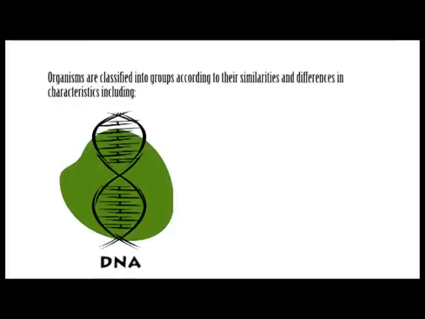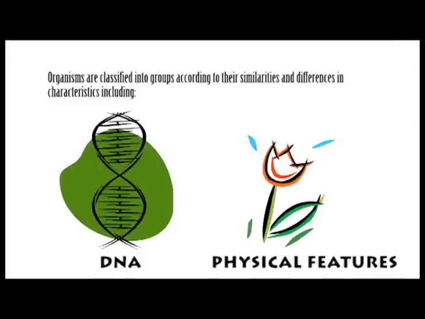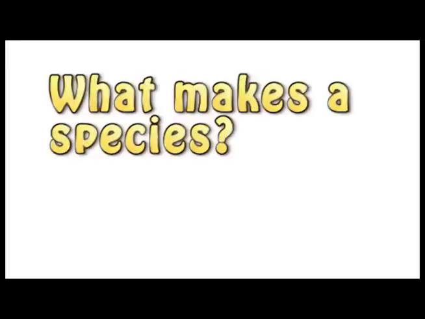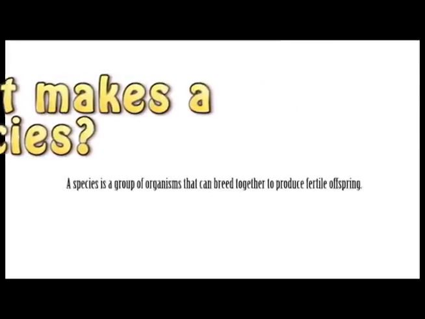This will include their DNA and their physical features, such as the flowers in flowering plants and the skeletons in vertebrates. So what makes something a different species from something else? The scientific definition is that a species is a group of organisms that can breed together to produce fertile offspring.